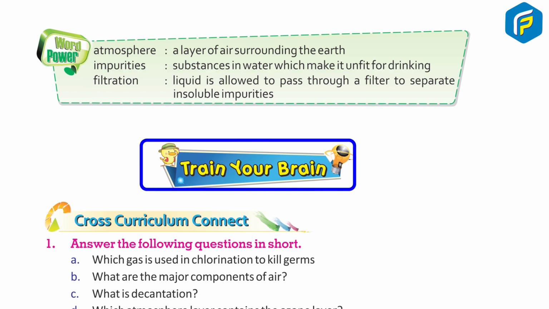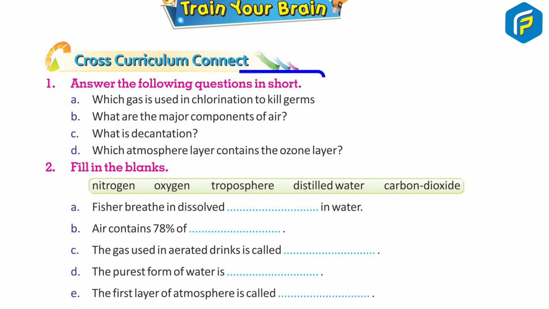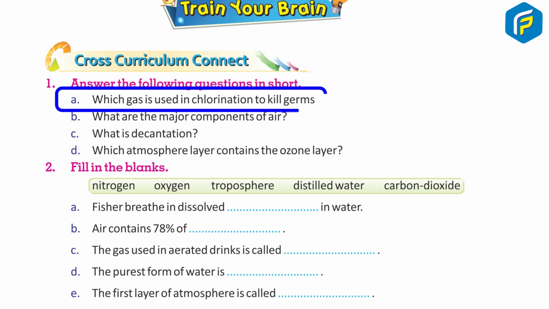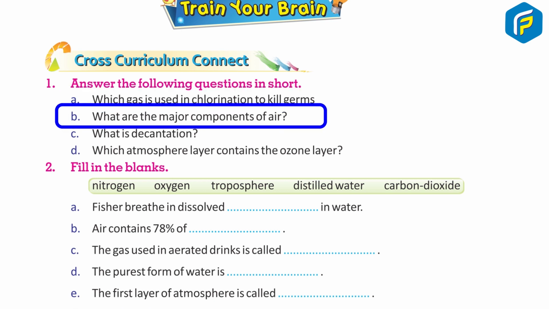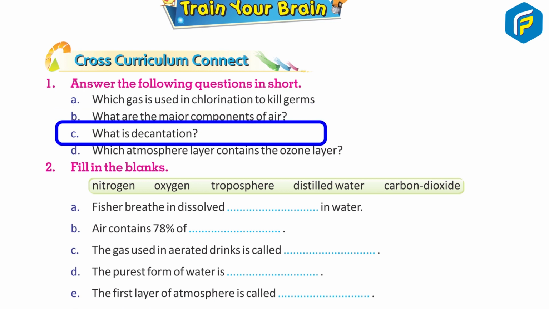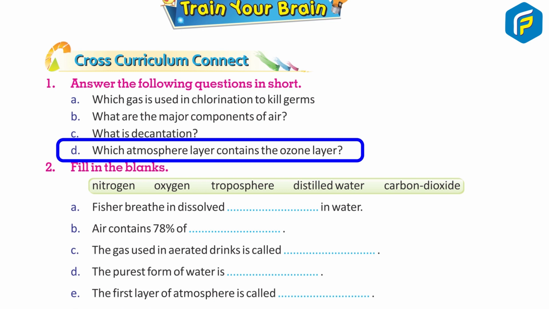Train your brain. Cross curriculum connect. 1. Answer the following questions in short. A. Which gas is used in chlorination to kill germs? B. What are the major components of air? C. What is decantation? D. Which atmosphere layer contains the ozone layer?